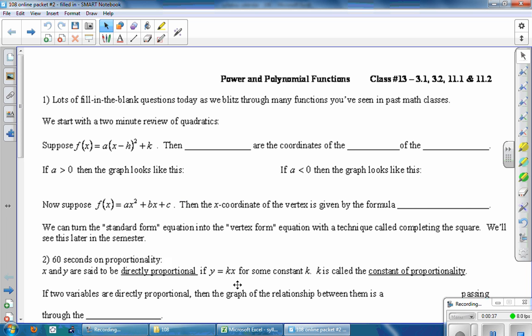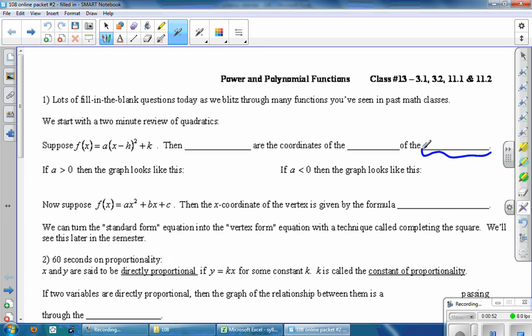Suppose f of x equals a times quantity x minus h squared plus k. Then blank are the coordinates of the blank of the blank. All right, you're going to pause the video in a moment and try to fill them in, but let me give you some hints because there are a lot of blanks here.